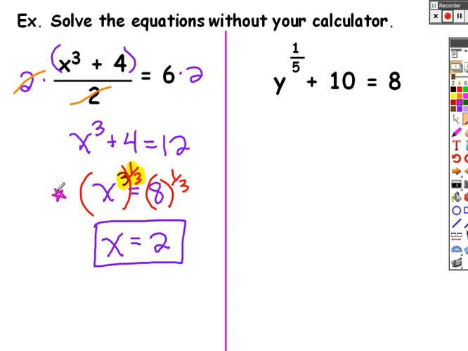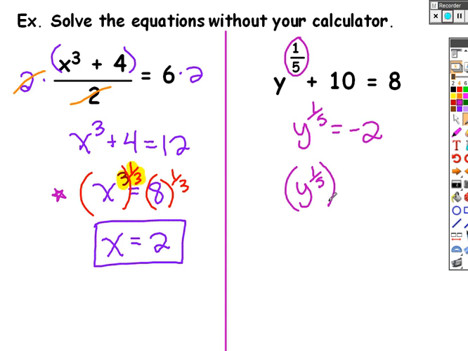So to get rid of the 1/5 power or the 5th root, eventually I'd want to raise this to the 5th power. So get rid of the 10, subtract 10 from each side. And to get rid of the 1/5 power, like we said, or the 5th root, I'm going to want to raise each side of the equation to the 5th power. 1/5 times 5 is just 1, so I have y to the 1st power, and -2 to the 5th would be -32.